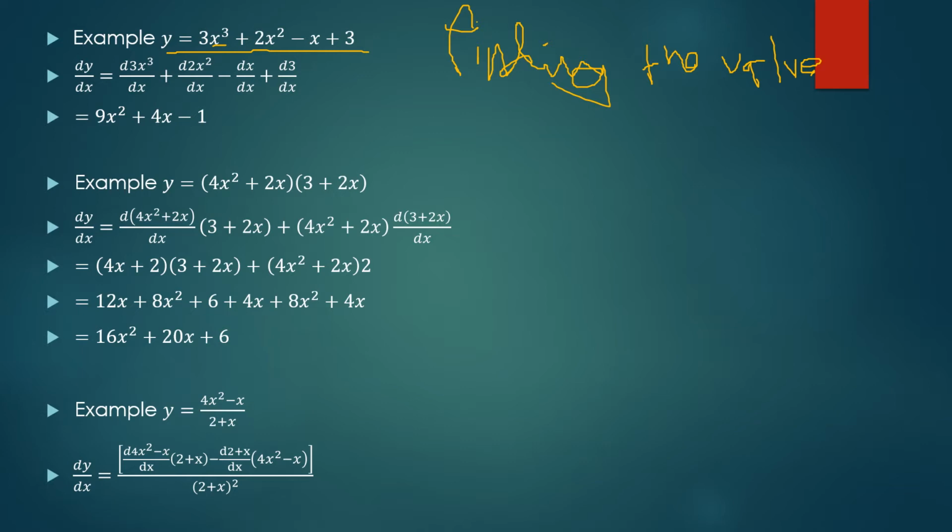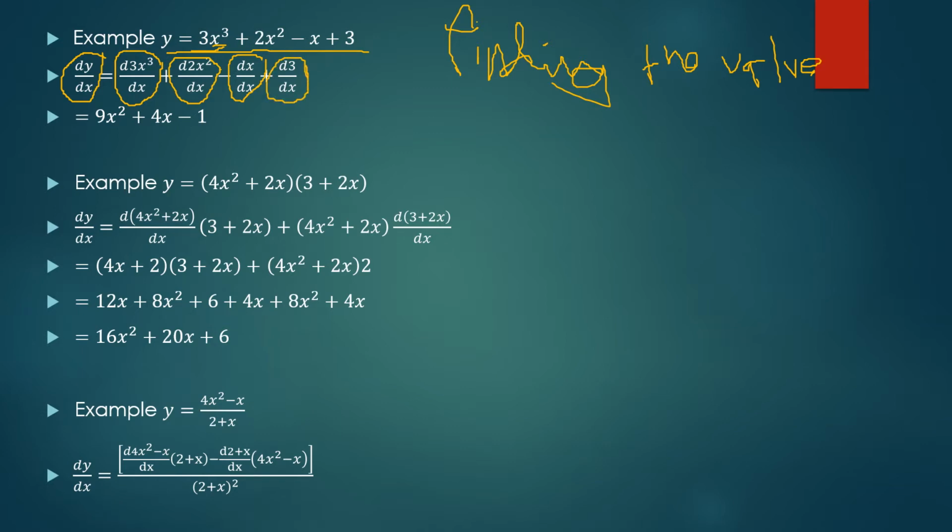By writing the simple base formula, we derive 3x cubed: d of 3x cubed all over dx, meaning 3x cubed divided by x, plus d of 2x squared all over dx, which is simply 2x squared divided by x, minus the derivative of x all over dx, or simply x divided by x, plus the derivative of 3 in terms of x.